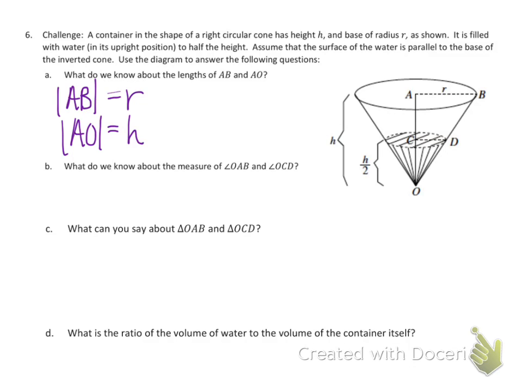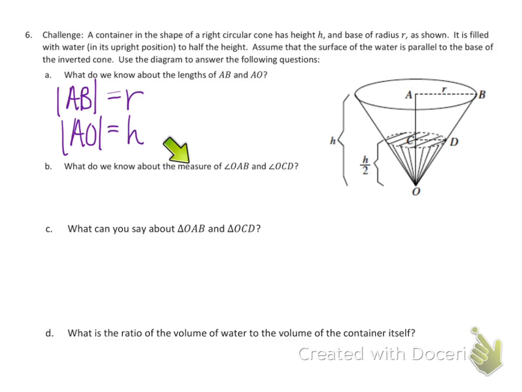Okay, so a container in the shape of a right circular cone has height h, and so here's the height h, and a base of radius r, as shown. It's filled with water in its upright position to half the height. So this water goes up to h/2, half the height. Assume that the surface of the water is parallel to the base of the inverted cone. Okay, so it's held exactly straight up and down. So that water is parallel. Use the diagram to answer the following questions. Okay, so I got ahead of us a little bit. But AB is the radius, AO is the height of that cone.